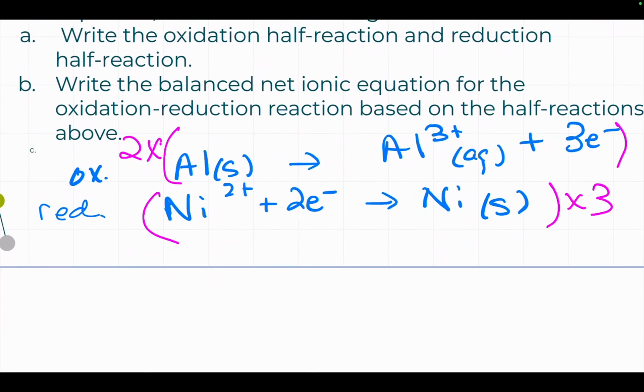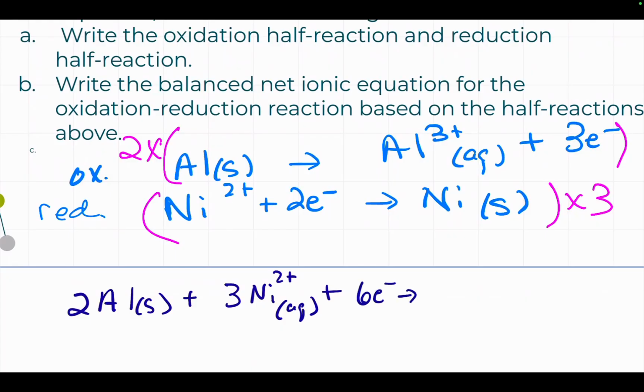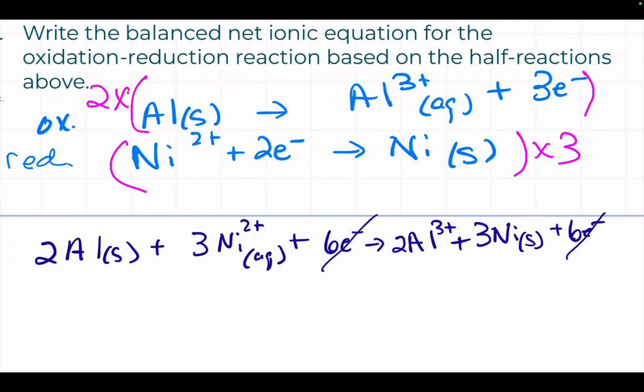So I am going to distribute and add together at the same time. Plus 6 electrons. It's going to give me 2 aluminum ions, 3 nickels, plus 6 electrons. So we can cross out those electrons or erase them, never include them from the beginning, whatever you prefer. So I'm just going to erase mine, and then that left over is my net ionic equation. So I did take out the nitrates because they are just spectating.